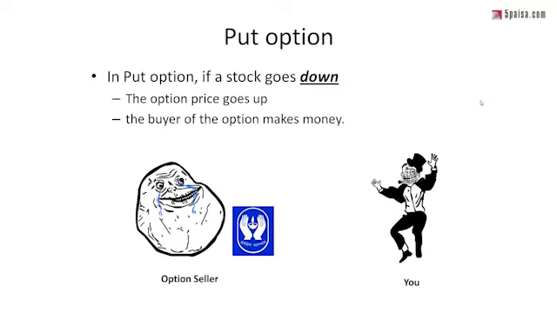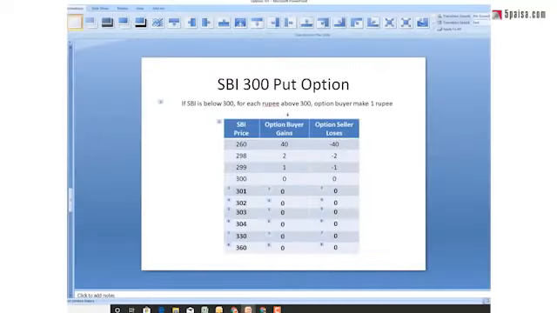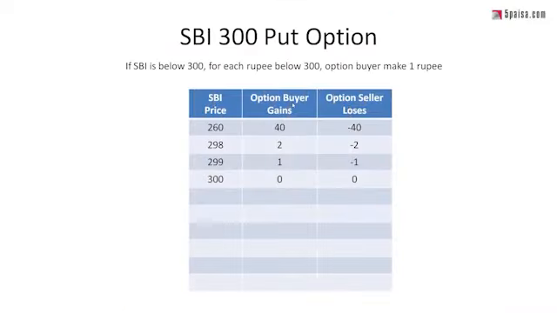So you make money by buying something, and its value increases when the stock goes down, and then you make money. So again, let's take the example of SBI 300 put. If SBI is below 300, for each rupee below 300, the option buyer makes 1 rupee. So let's look at this. Above 300, it does not matter. You can see all these above 300s are just null and void. Below 300, the option buyer makes 1 rupee.